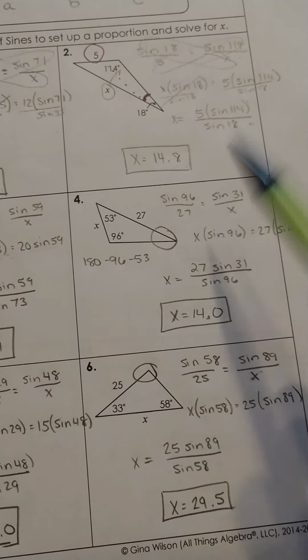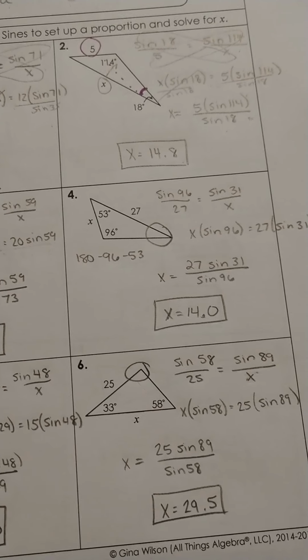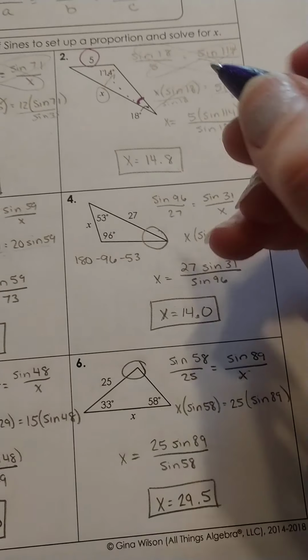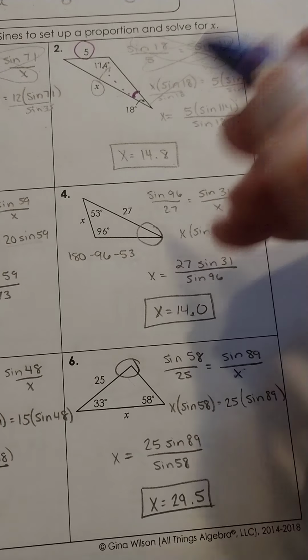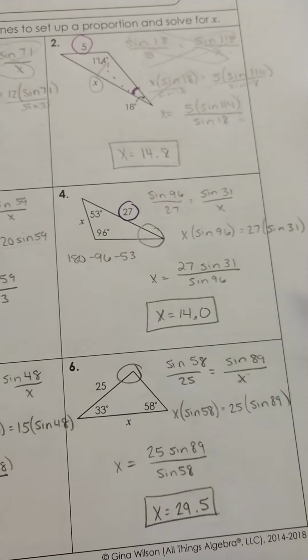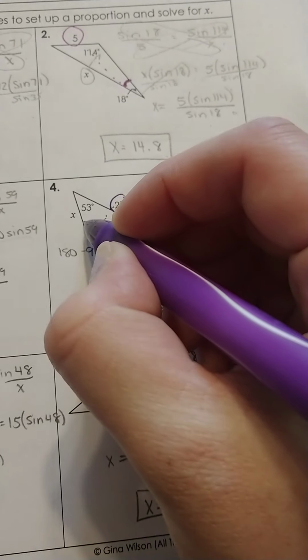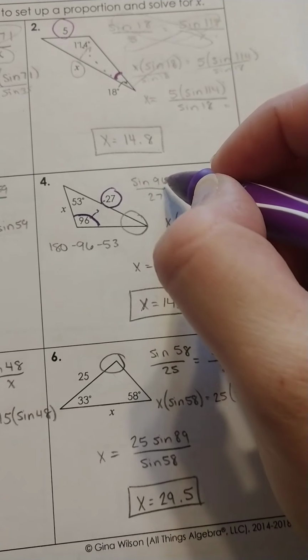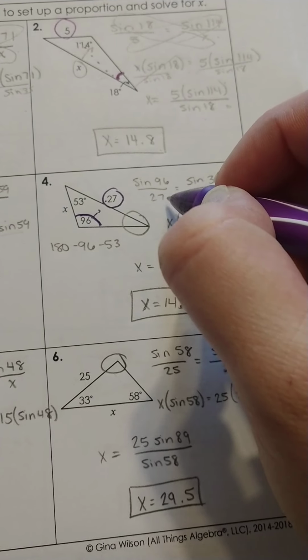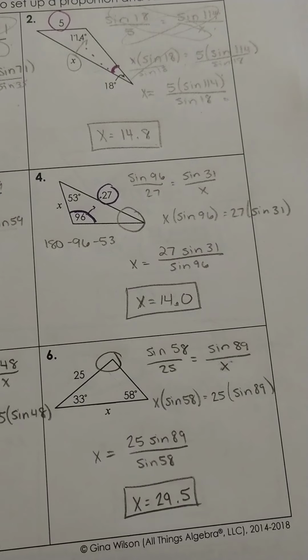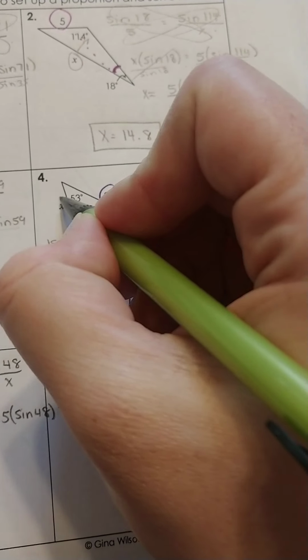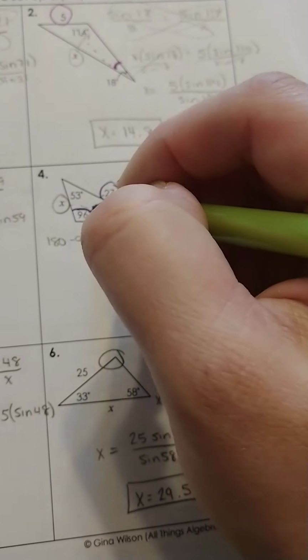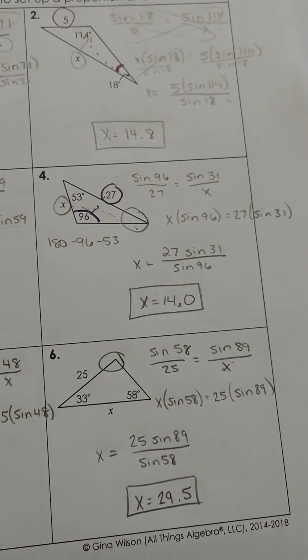Number 4 is almost the same. What I do need you to take note of is, if you look, what side angle pair are you given? So you're given 27. Go directly across, you're given the angle of 96 degrees. That's nice and easy. So sine of 96 over 27 equals, we are looking for this side right here, go across. You're missing that angle.